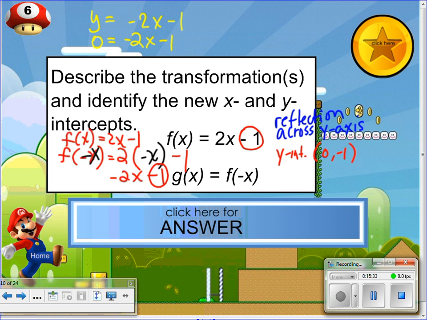So we have plus 1, and then that's going to leave us with 1 is equal to negative 2x, and then divide everything by negative 2. And what we'll have is x is equal to negative 1 over 2. So x is equal to negative 1/2. And so our new x-intercept is going to be negative 1/2, 0. So the y-intercept is still 0, negative 1, while our new x-intercept is negative 1/2, 0.